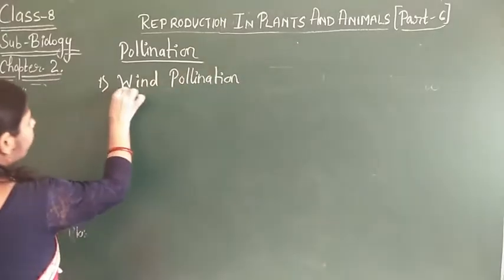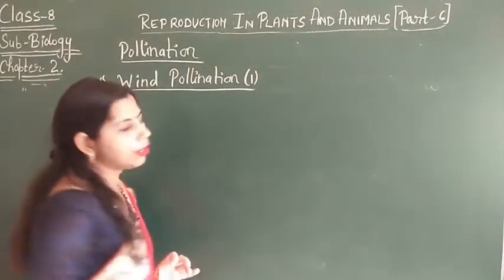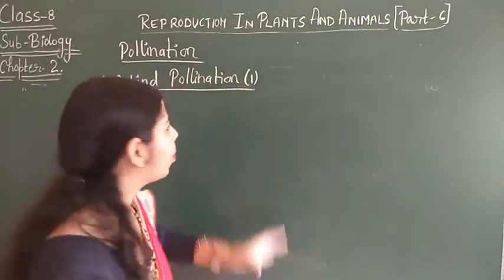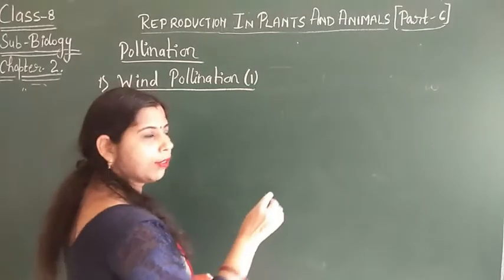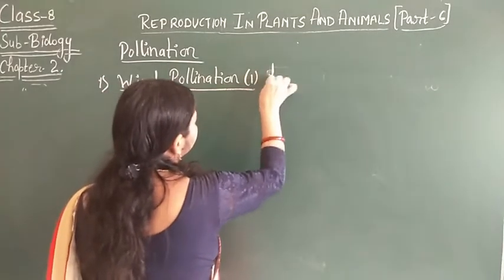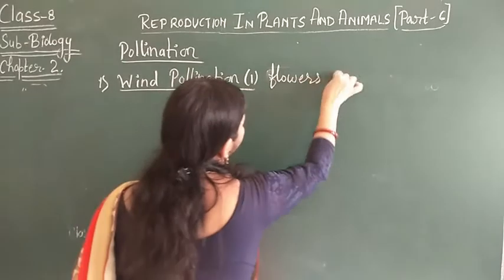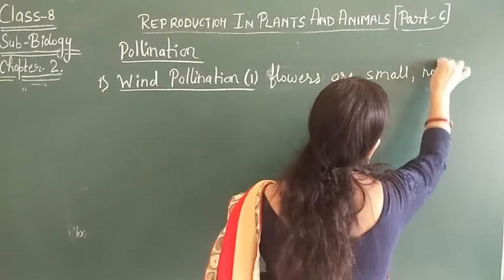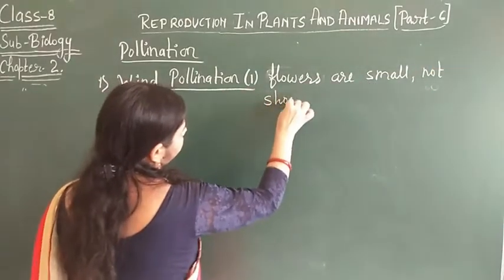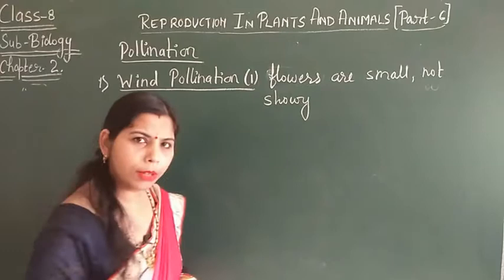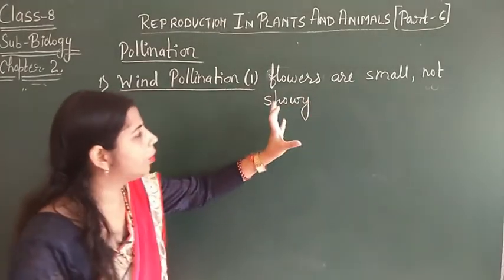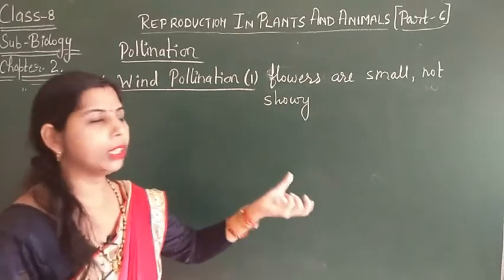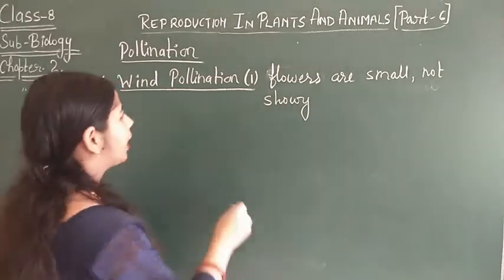If we talk about wind pollination, it is very necessary to know the characteristics of flowers as well as the characteristics of pollen grains. So in wind pollinated flowers, flowers are small, not showy, and not brightly colored, because if these flowers are not small and are showy, they will attract insects, so that insect pollination takes place.